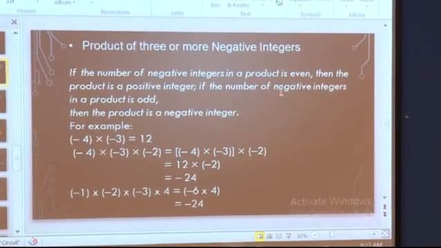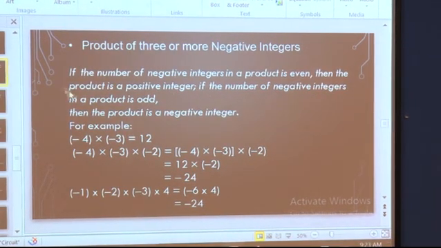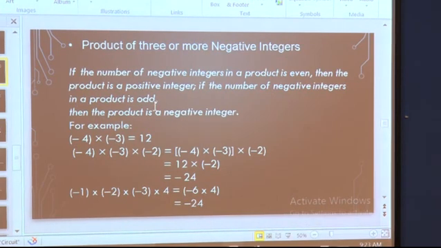If the number of negative integers in a product is odd, what is odd? If the negative integers are 1, 3, 5 times or whatever, we get an answer as a negative integer. Then the product is a negative integer when it is an odd number of times. Now we will see examples, because without examples we can't understand. So you can write your own integers and try it.